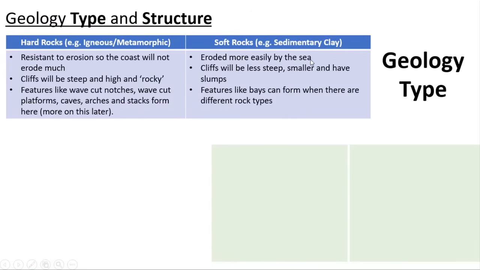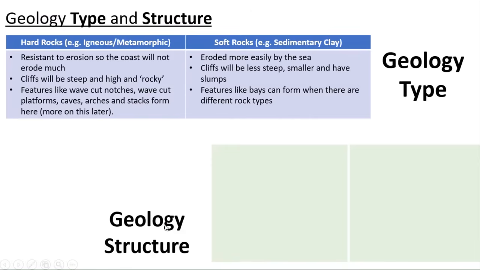So Holderness and Happisburgh, two places very well known for eroding quite considerably. The cliffs are less steep, smaller, they tend to have more slumping material, and features like bays can form where there are different rock types, but largely we get quite nice wide beaches. So that's about geology type, hard or soft.